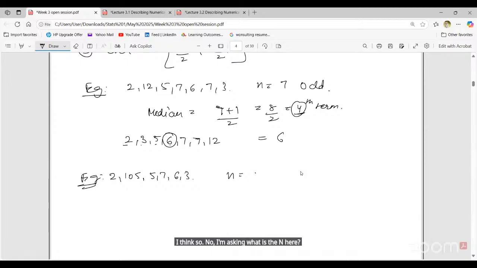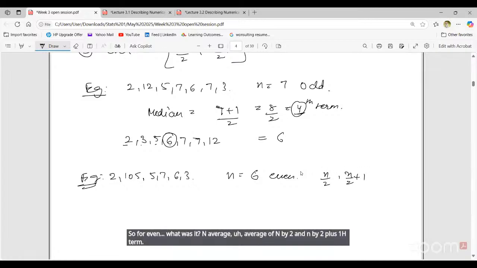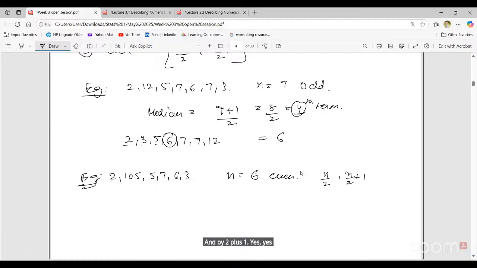No, I'm asking what is the n here? N is even. It is 6, so this is even. So for even, what was it? The average of the n by 2 and n by 2 plus 1 term. Correct? Okay. Now, what will be my first step?